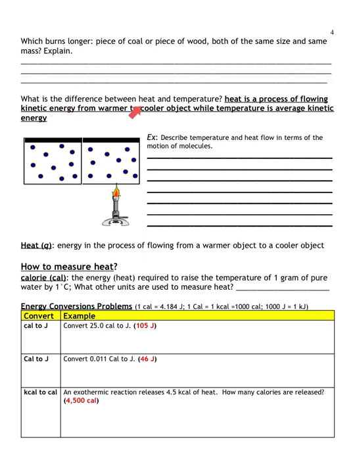Okay, what is the difference between heat and temperature? So here's the difference. Heat is a process. It's a process of flowing energy, kinetic energy, from a warm object to a cooler object, while temperature is the average kinetic energy.